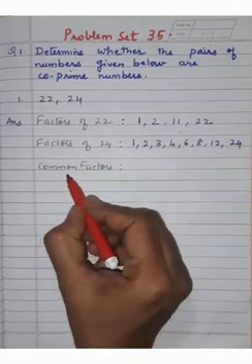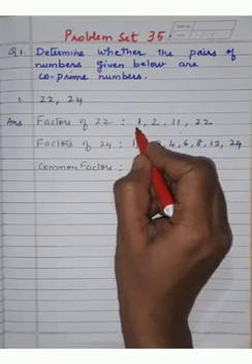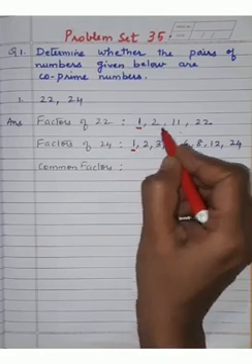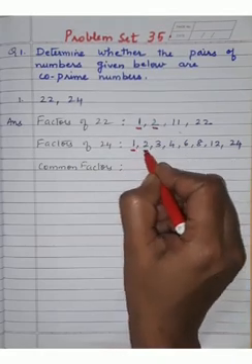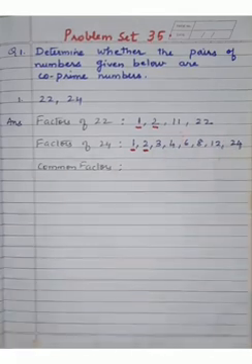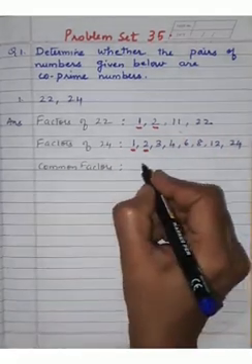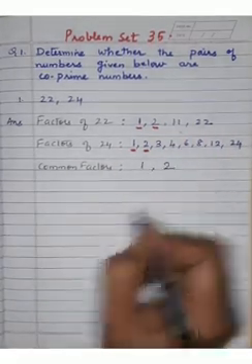Okay, now here what are the common factors, children? Here 1 is a common factor in both the cases, then 2 is also common, right? So we have common factors only 1 and 2.